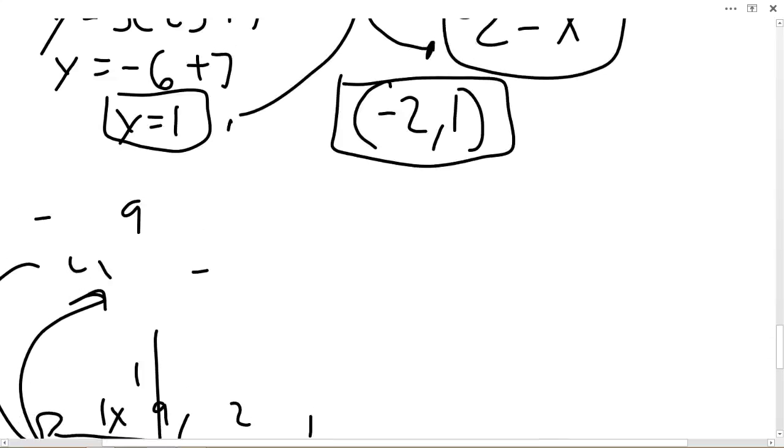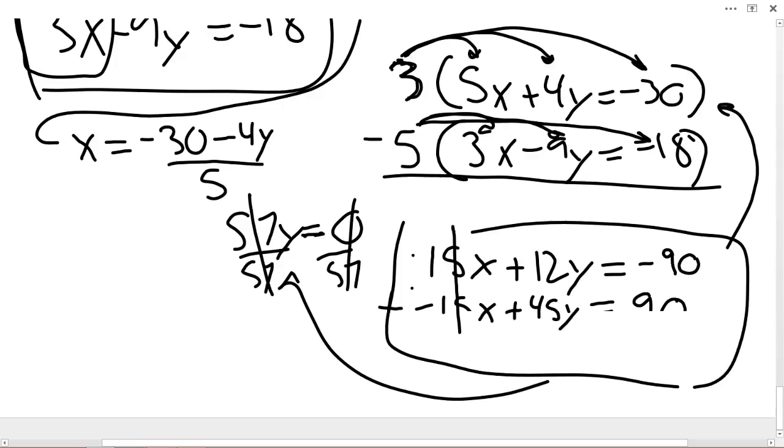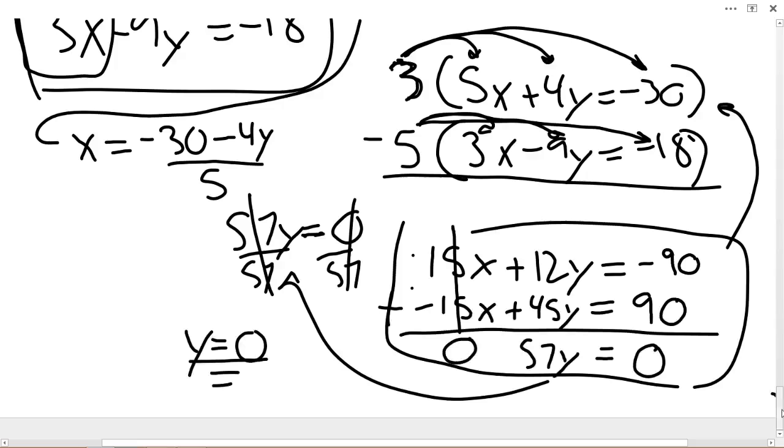That's perfectly fine with me. Or you could also write it like this: x is equal to, you could divide by the 5, so it's just negative 6, right? Because negative 30 divided by 5 is just negative 6. And then it's going to be negative 4 over 5 y. Alright, so here we set up our equation to solve for x.